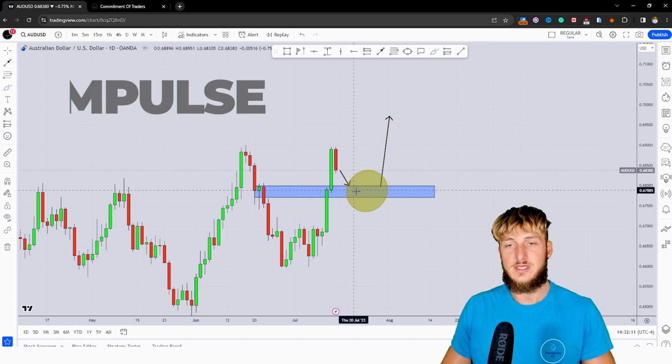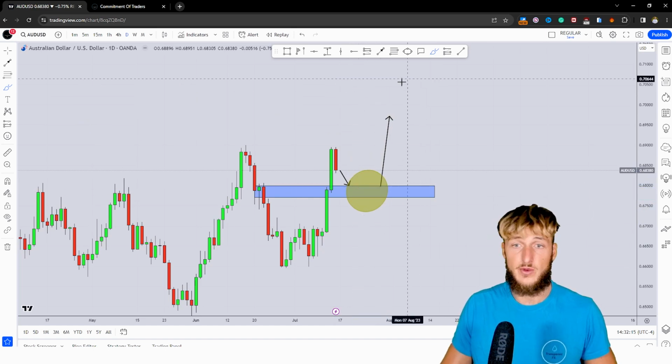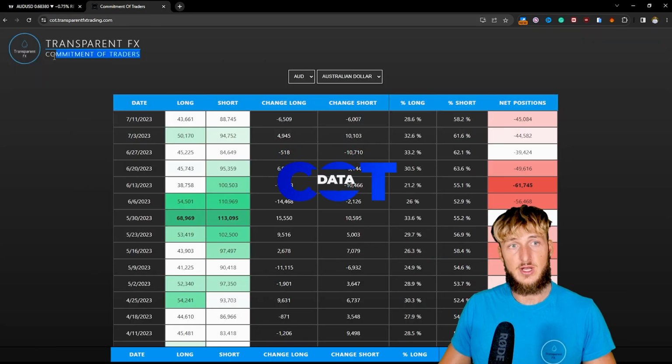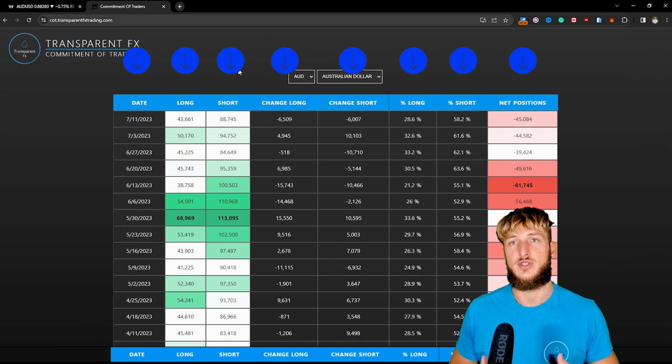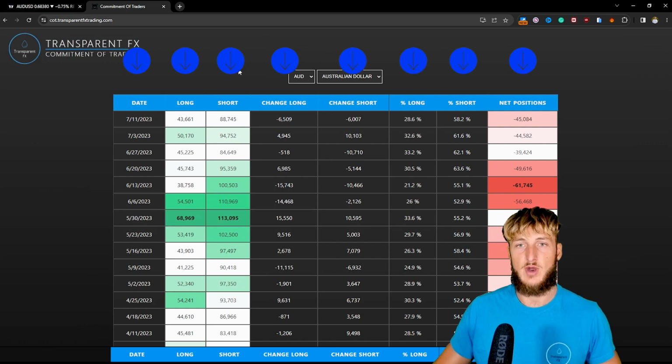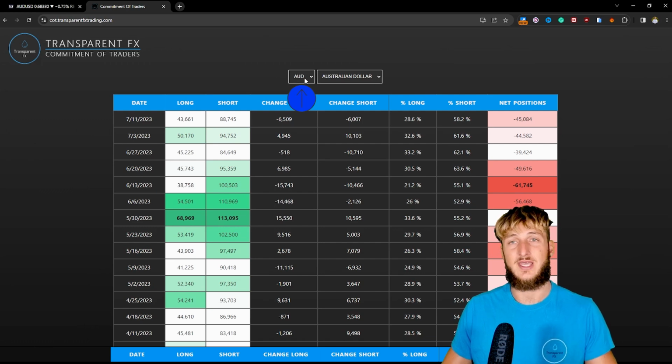Now, why do I say that there is a good probability to see more institutional buying inside of this zone? Because if we check the commitment of traders, the COT data, which shows what the non-commercials, the biggest speculators in the market, are doing, precisely for the AUD, the first thing to keep in mind is that checking the data for the AUD means we are actually already checking AUD USD, because all currencies on the spot are traded against the USD.